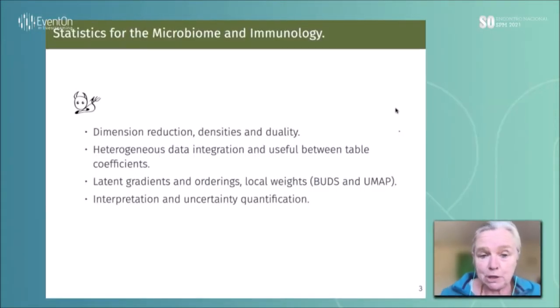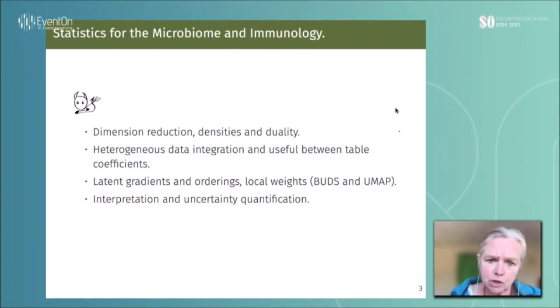The particular areas in which I work are the microbiome, which I'll talk a little about, and immunology. Both of those involve very complex systems with very high dimensions and heterogeneous data. And so in that, we use dimension reduction methods. Some of them are linear, some of them are nonlinear. We use densities, probability densities, and things like duality, the standard duality which occurs when you use inner products.